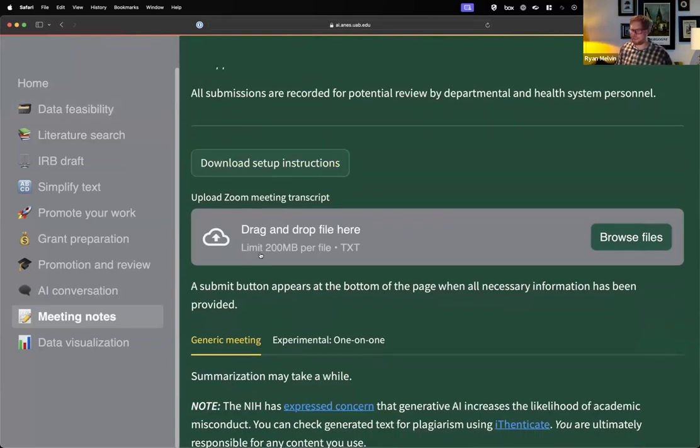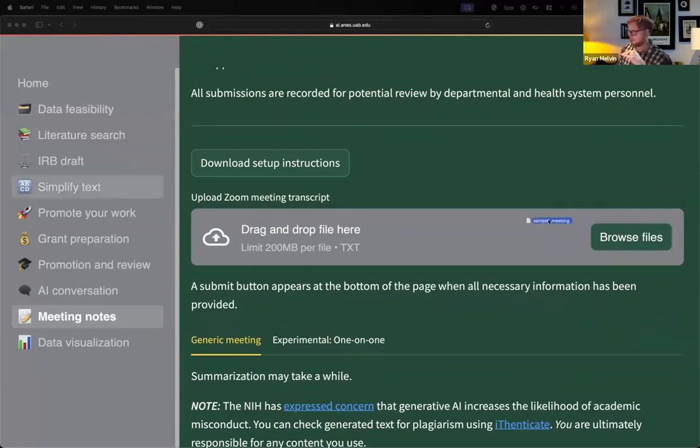We have set up instructions here, but the short of it is if you're collecting transcripts from any Zoom meeting, you can come here, upload the transcript, and it will prepare meeting notes, including action items and then summary of what's relevant to those action items.